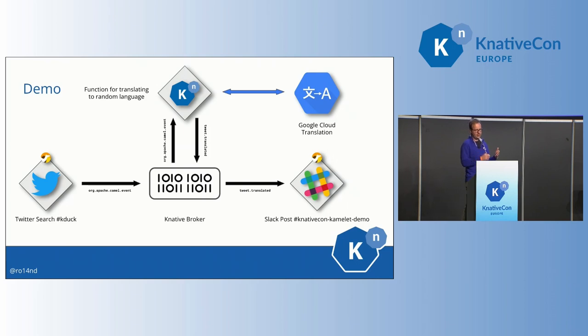The function itself communicates with the Google Cloud Translation API to translate the tweet into a random language. Then we create another cloud event, send it back to the broker, and finally it lands in a so-called Slack sink. This is the opposite of a source, where we send out this translated tweet onto a channel on the Knative Slack.